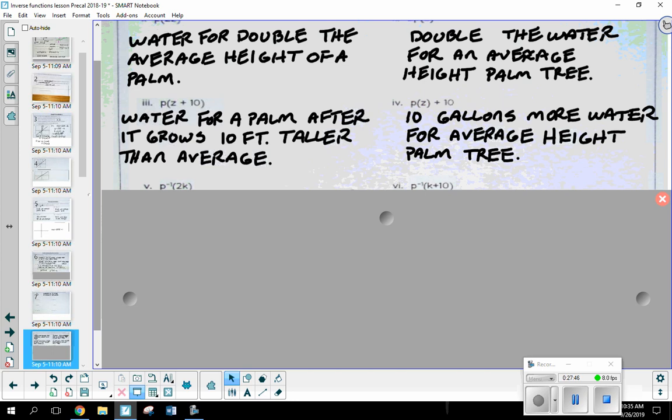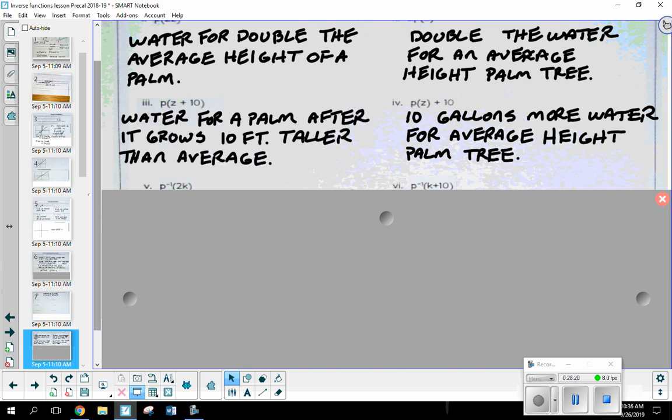P inverse of K plus 10. Okay, so you have to think about what's your input, what's your output, which one's being affected. So what would you say is happening if I gave you this statement? P inverse of K plus 10. That's exactly right. 10 more gallons of water, and what am I getting out of it? The height. What kind of height? Looking for a specific word. It starts with A. There you go.